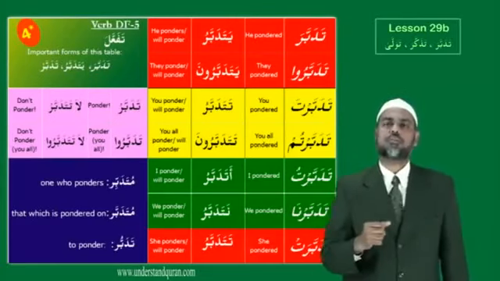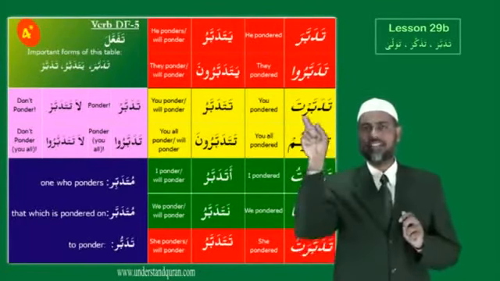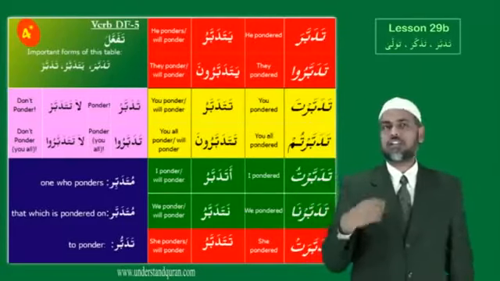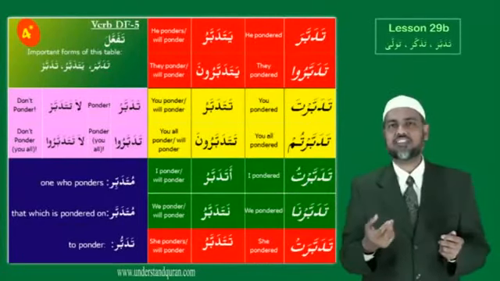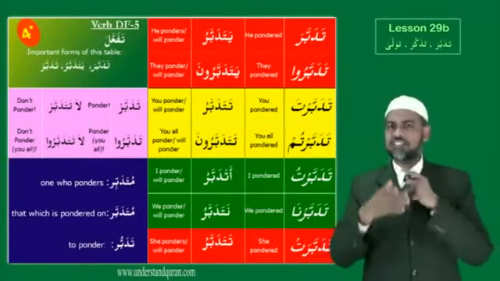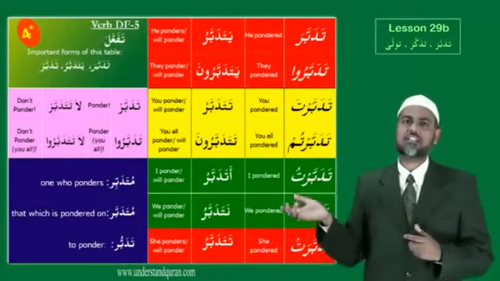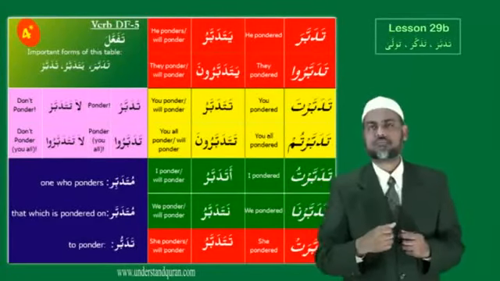Tadabbur, to ponder. Huwa tadabbara, hiya tadabbarat. Huwa yatadabbaru, hiya tatadabbaru. There are a lot of extra letters as you see, in yatadabbaru, yatadabbaruna, tatadabbaru, tatadabbaruna. But just get used to it. You're just carrying this ta and tashdid all along in these forms.